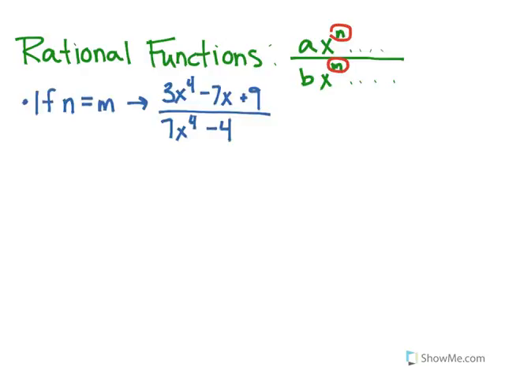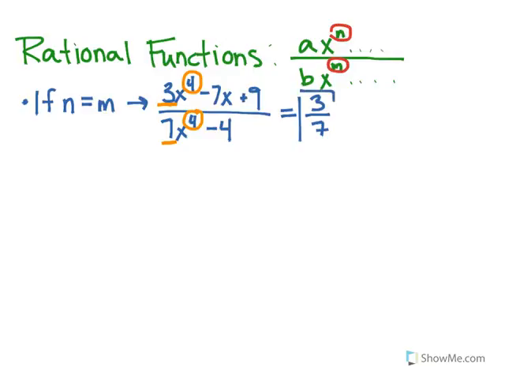So here's an example. We have 3x to the fourth minus 7x plus 9 divided by 7x to the fourth minus 4. If we happen to have this particular case and the leading degree of the numerator is equivalent to that of the denominator, the only thing we have to worry about are the leading coefficients. This guy 3 and this guy 7. And what this rule says is that the limit will be that ratio.